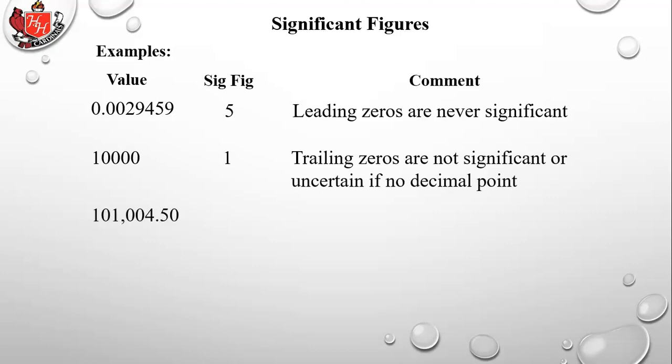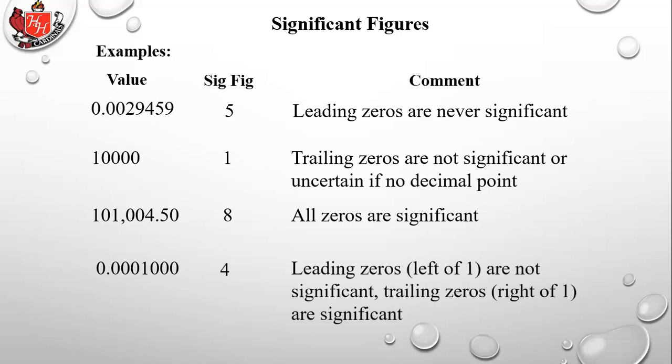What about this number? 8 significant figures. All the zeros are significant, including the one on the far right, because there is a decimal point. This number? 4 significant figures. Leading zeros left of the 1 are not significant. Trailing zeros right of the 1 are significant because there is a decimal point.